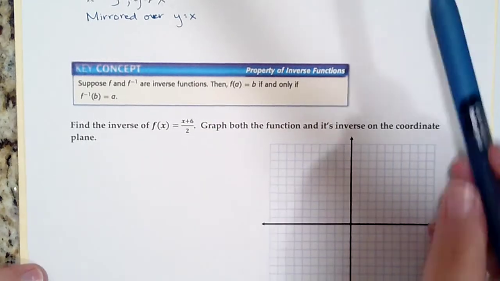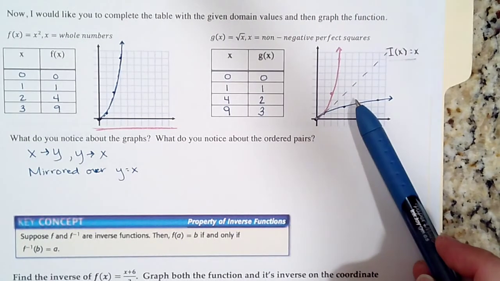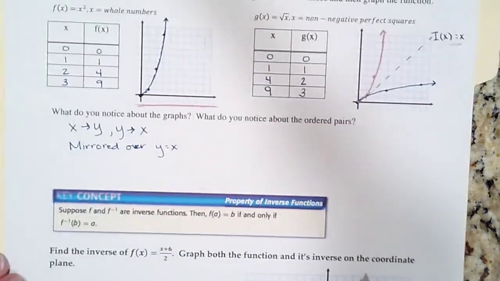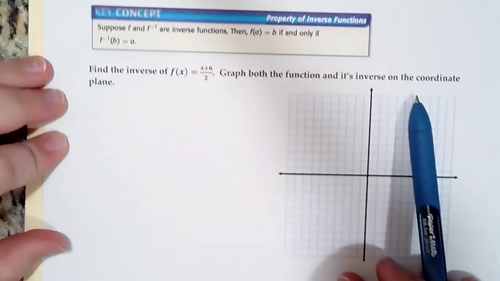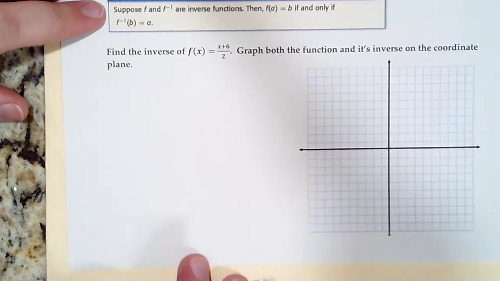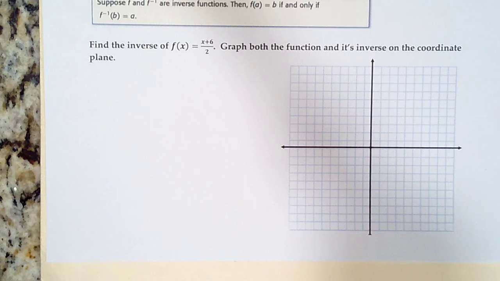We can flip them over that identity function and their y's become their x's and their x's become their y's. That is an inverse function. So let's see what this looks like. Let's ignore that concept for a minute and just start working with the math. Find the inverse of f of x equals x plus 6 over 2. How do we do that?